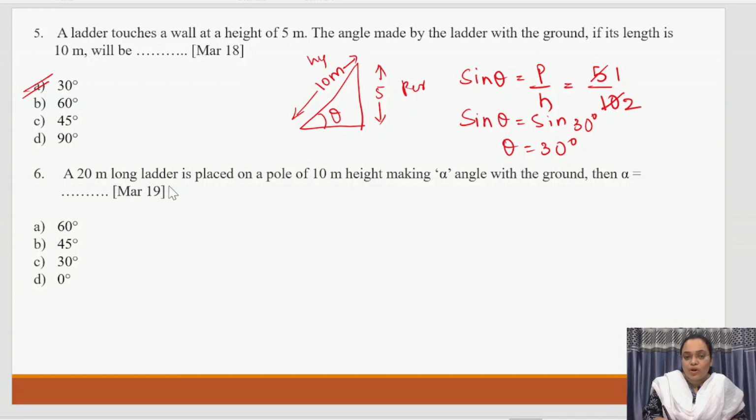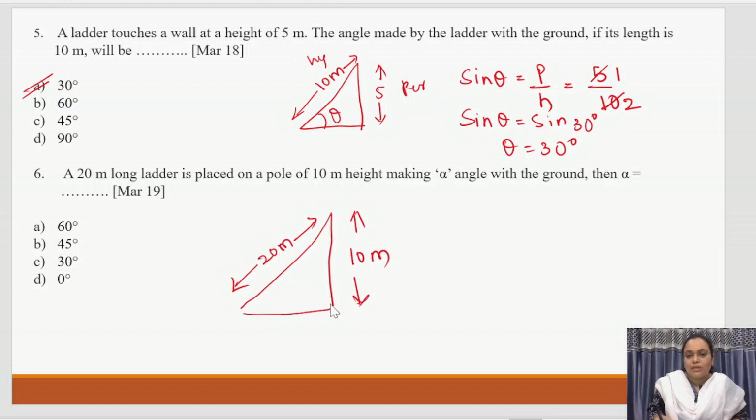A 20-meter long ladder is placed on a pole of 10-meter height, making an angle alpha with the ground. So see here, this is the pole. You have a ladder. This is the ladder of 20 meters, which is placed on a pole. This is at a height of 10 meters, making an angle alpha with the ground. Okay, this is the ground. So we need to find the angle alpha.